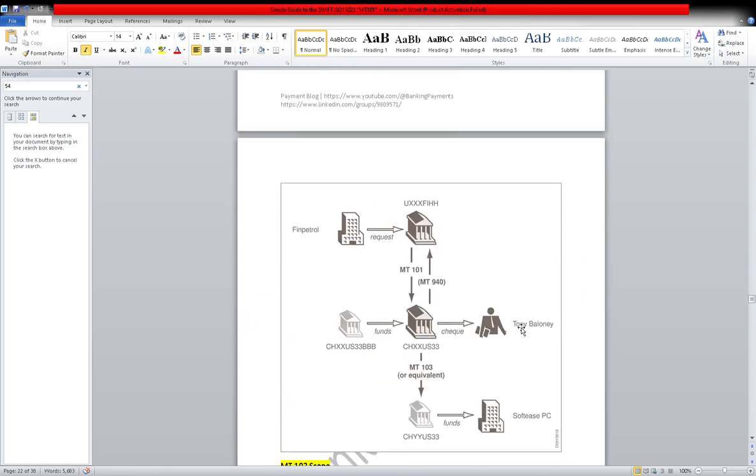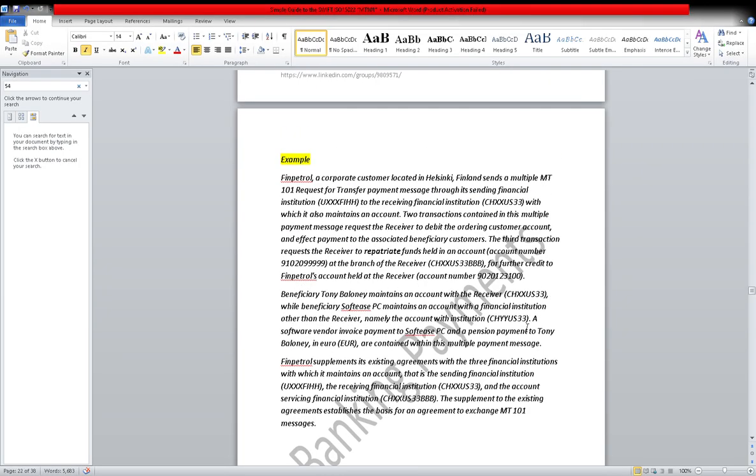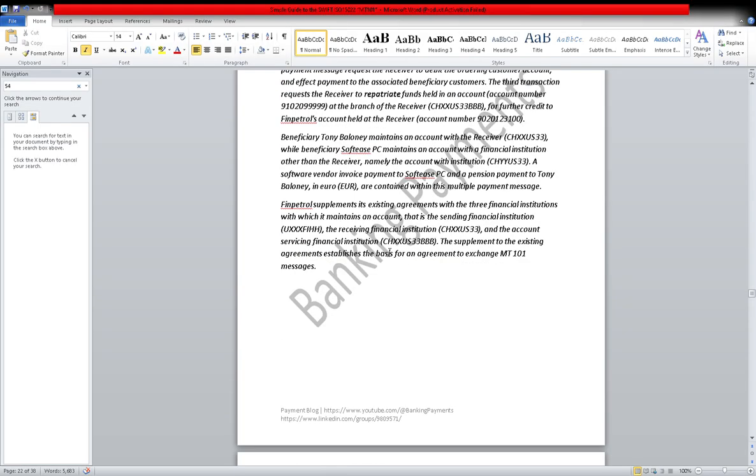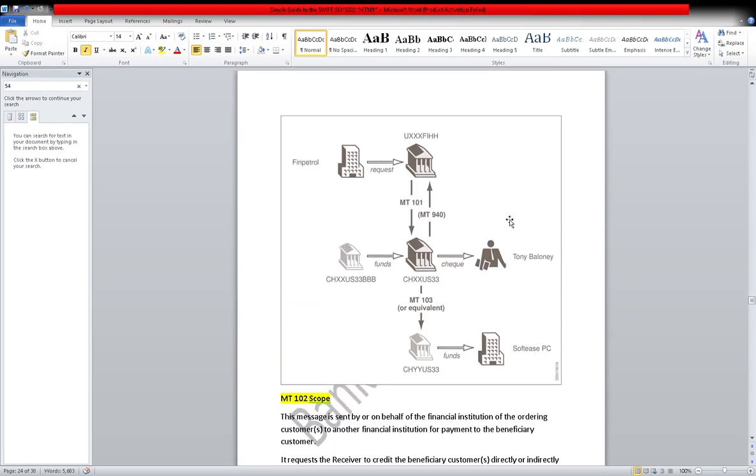Now we are going to see an example of MT101. This example I'm reading out, and based on that we are going to see this text. I will read out the example later. I will show you the text diagram first. Fine Petrol is the organization. It requests the bank to send an MT101, which is received by CHS.